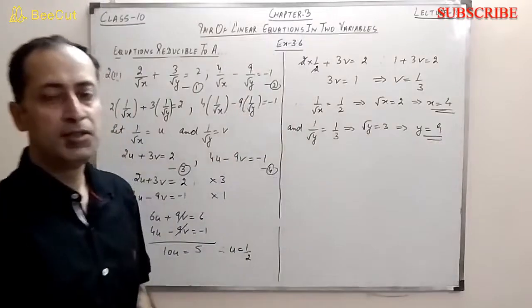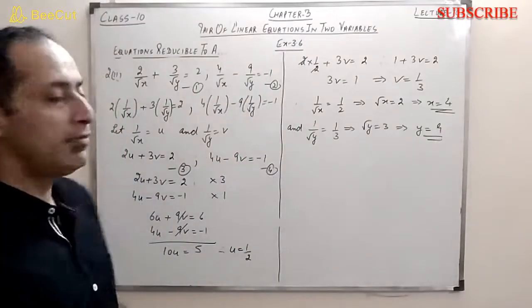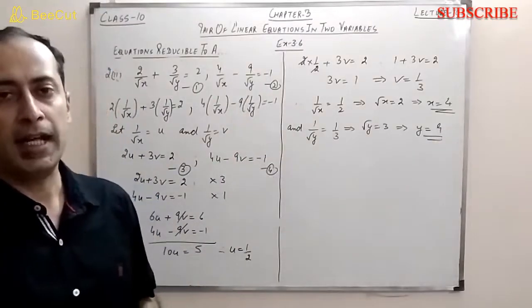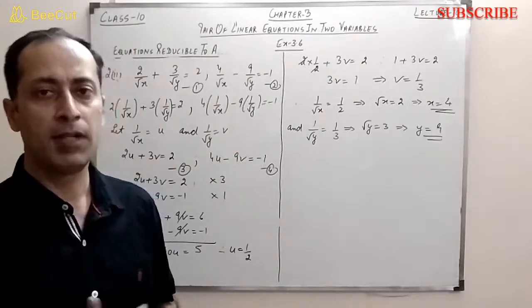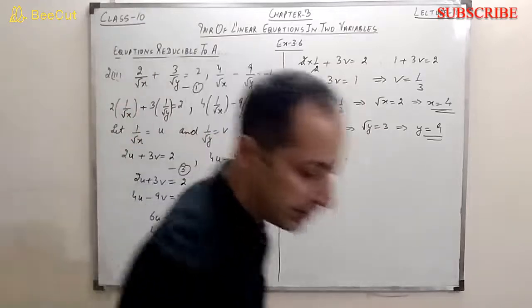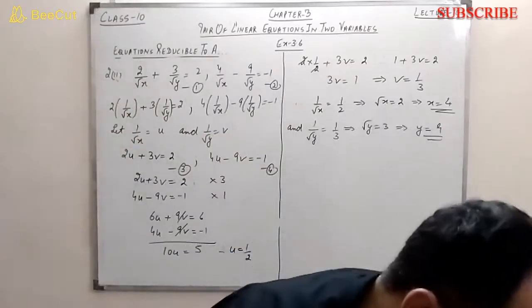9, right? So this is the way we can simplify those equations which were not in the form of linear equations in the beginning, but we have transformed. Let's take one more question from the exercise. I take the fourth part now.